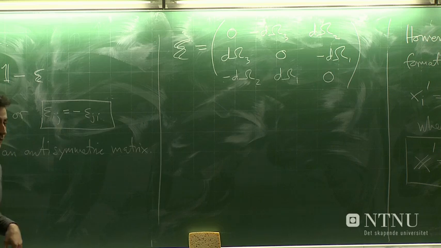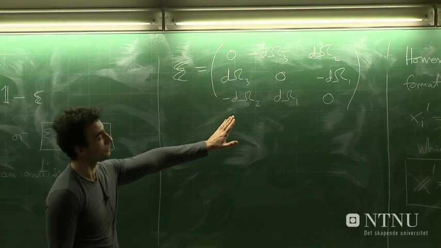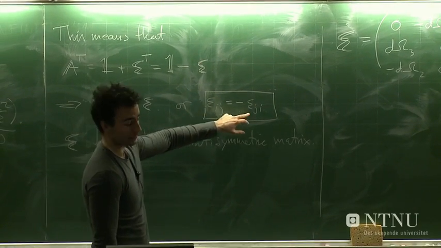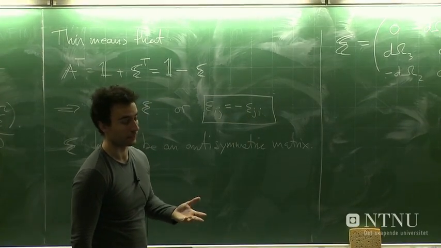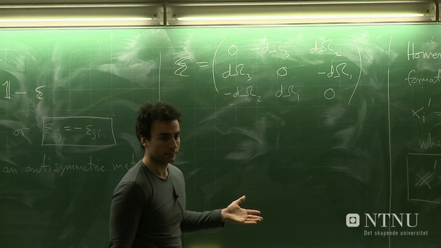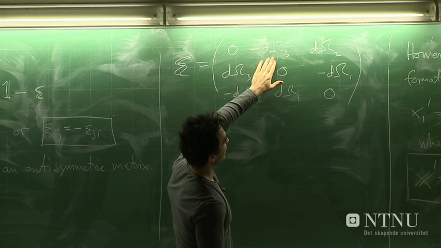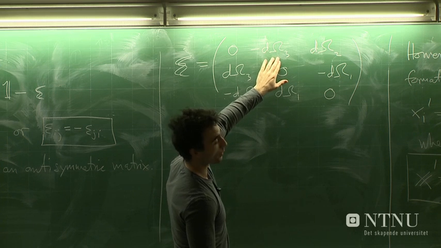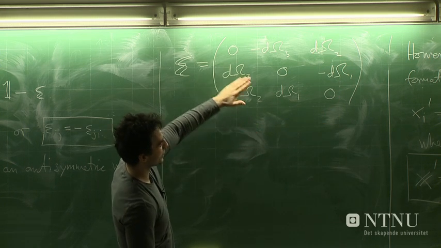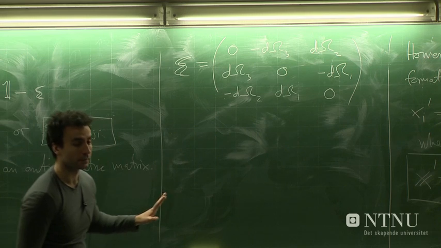And if it's anti-symmetric, I should be able to write it as follows. The diagonal has to be 0, because epsilon ii should be equal to minus epsilon ii, which only has the solution 0. And for the rest of the elements, well, we just write some symbols. So if we have a value here, minus d omega 3, d omega 2 and minus d omega 1, well, then we immediately know what this side is due to the anti-symmetry. So this form should be completely general.